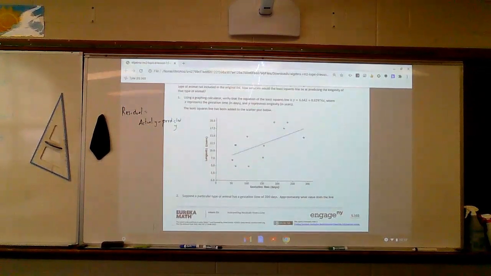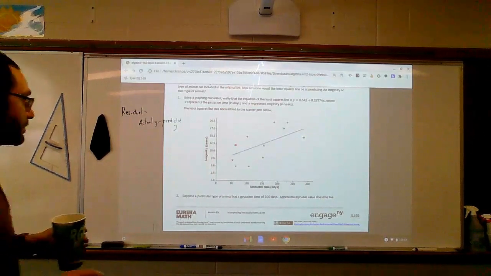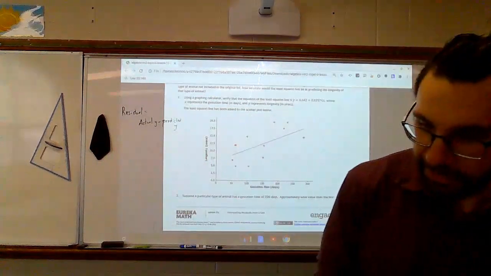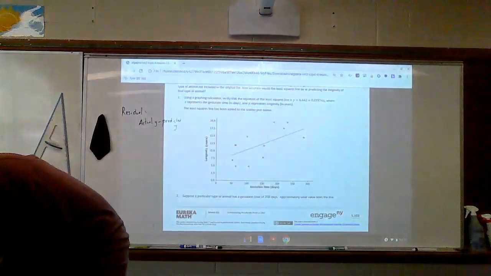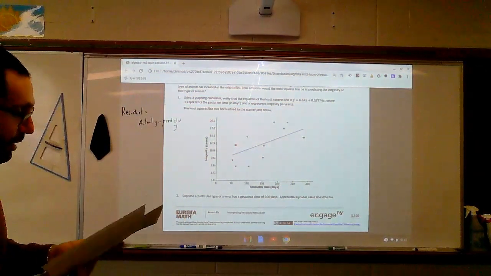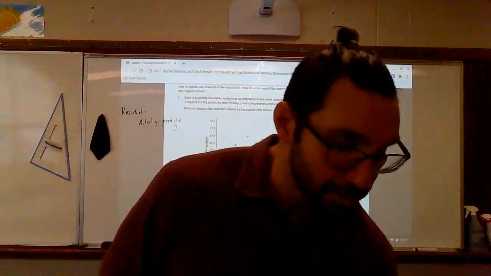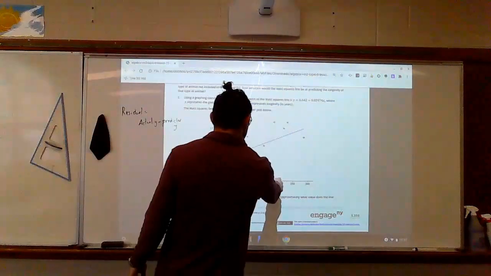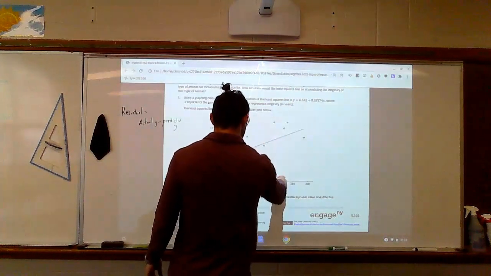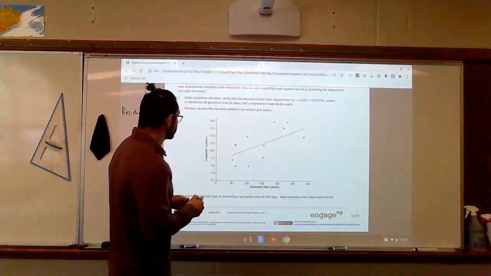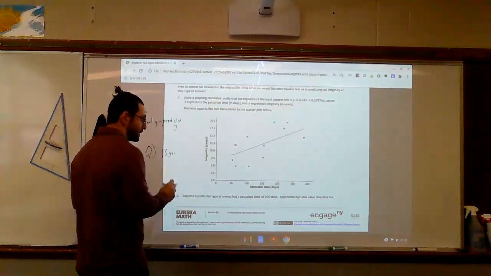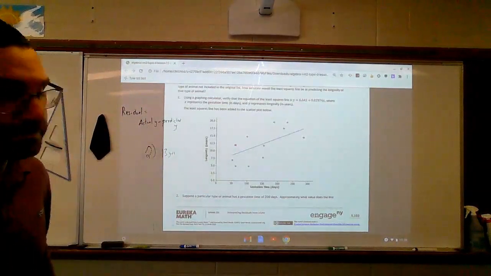It says, suppose a typical animal has a gestation of 200 days. Approximately, what value does the line predict for the longevity of that type of animal? So the line predicts at 200, I've got something like 13. So 13 years is my guess for number 2. That's my guess, and it's, again, just a guess.